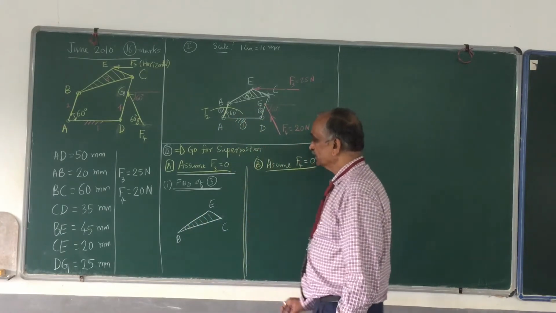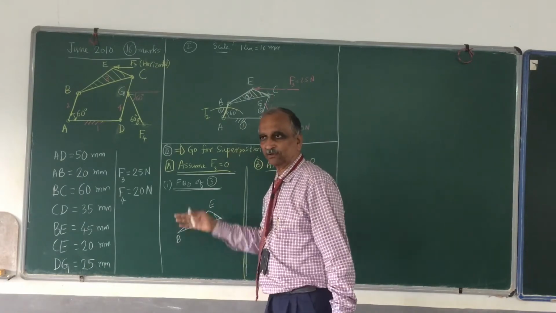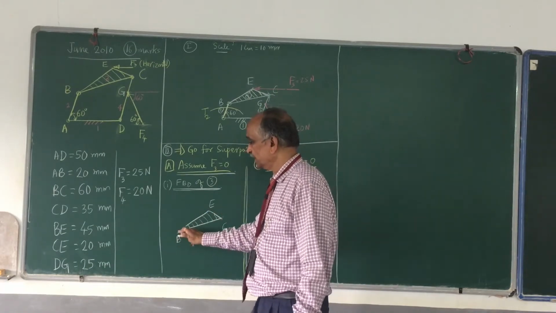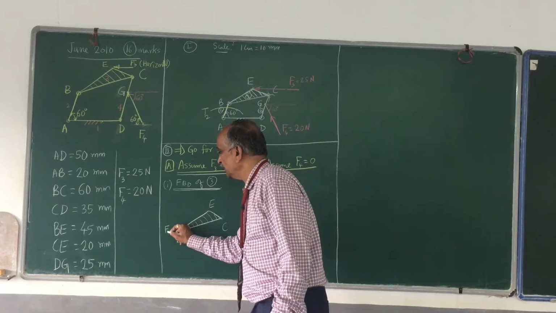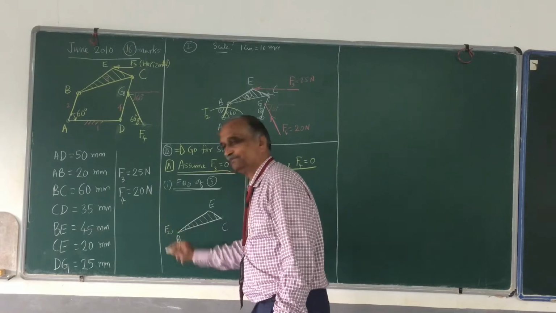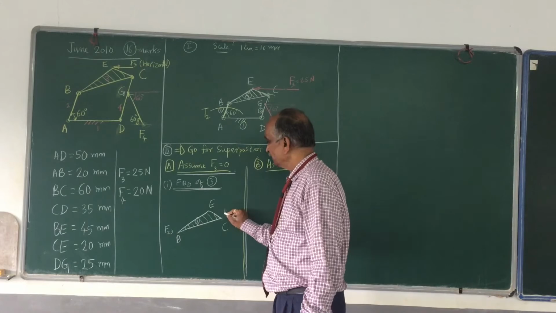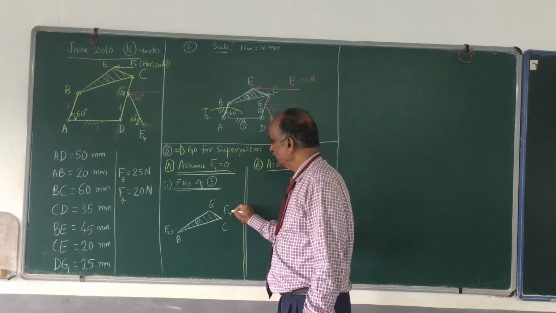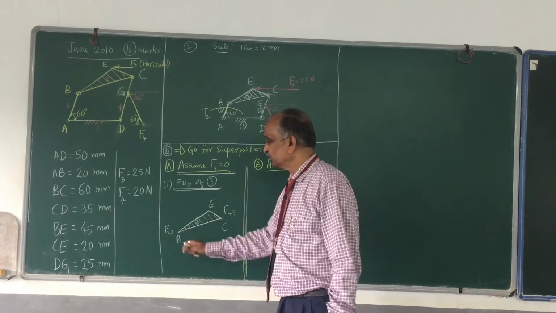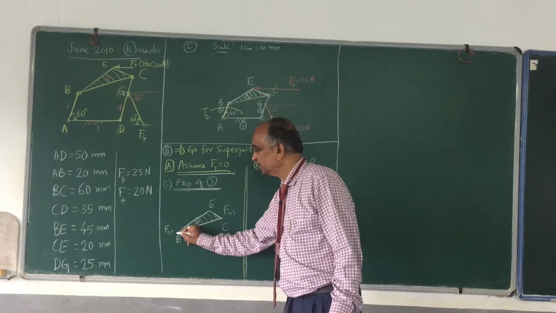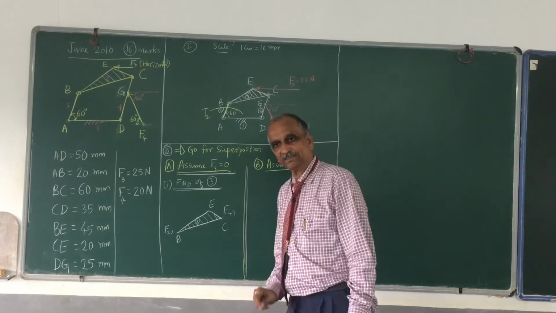Now how many forces are there? As I have assumed F3 equal to 0, I have one force at B. What is the name of that force? The name of that force is F2,3, because this is link number 3. And what is the name of the other force? F4,3. So F4,3 and F2,3. Where does F2,3 act? F2,3 acts at B. Where does F4,3 act? F4,3 acts at C.